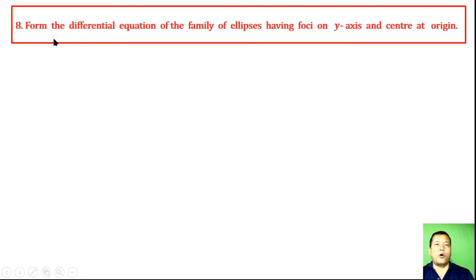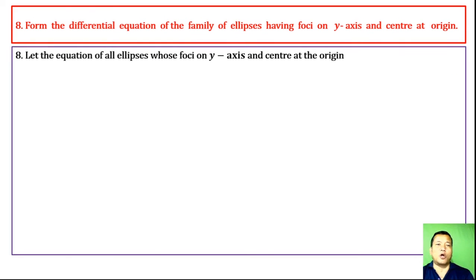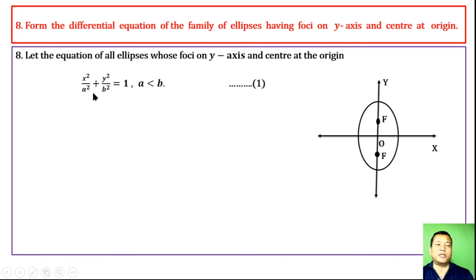Form the differential equation of the family of ellipses having foci on the y-axis and centered at the origin. Let the equation of all ellipses whose foci are on the y-axis and centered at the origin be x square by a square plus y square by b square equal to 1. Here a is less than b, equation 1.